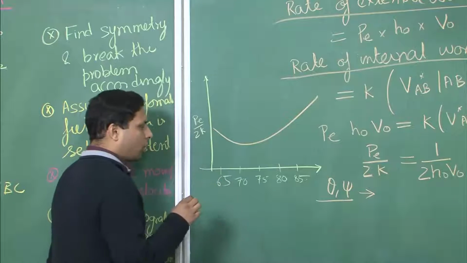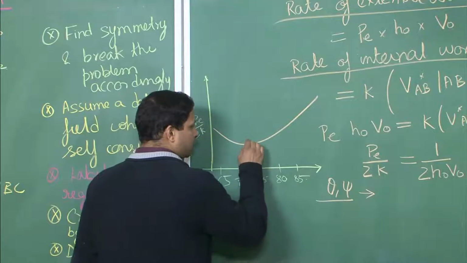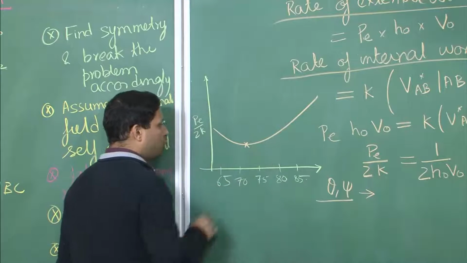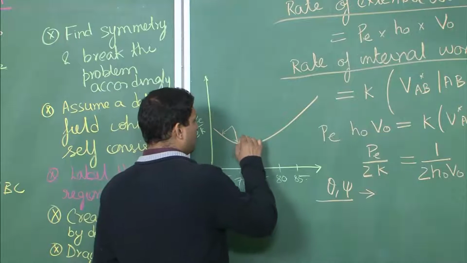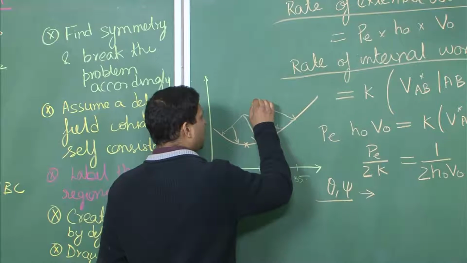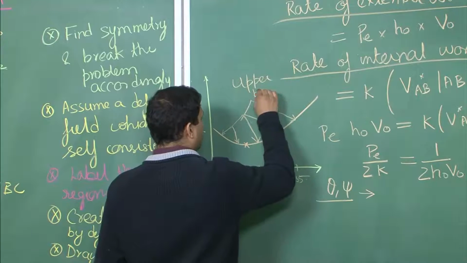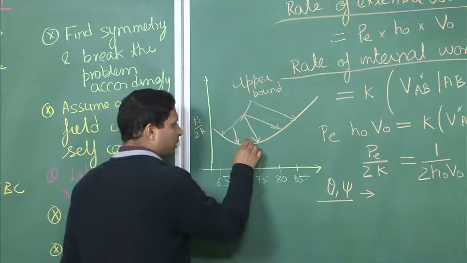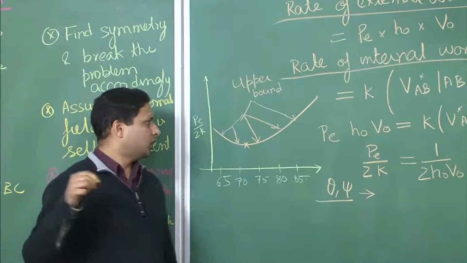There is another important point hidden in this particular plot, and it is this point. At this particular point, you get the lowest value of Pe over 2K. Now, you remember all these are upper bound values. Upper bound values mean that you are calculating the maximum possible, or whatever value you get is the maximum that you may need. So, even this is the maximum of the pressure that will be required for this kind of deformation.